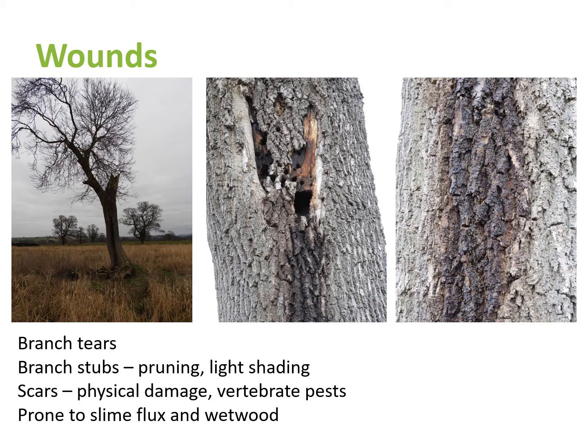It may be due to vertebrate pests, something like sheep or rabbits or squirrels damaging the outer bark. And as we know, the outer bark is so important in protecting the heartwood and the sapwood of the tree. These wounds are very prone to saprotrophic colonisation by anaerobic bacteria, as we talked about before, and you may well see symptoms of wetwood and slime flux. And that is what you can see very clearly in the pictures in the middle and on the right-hand side.